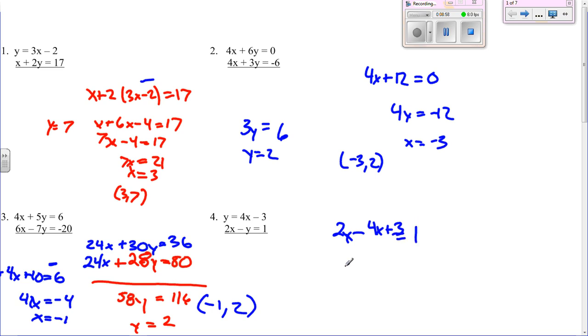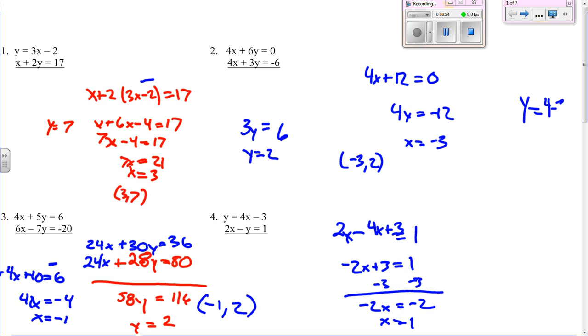So that's equal to 1. And that gives us negative 2x plus 3 equals 1. Subtract the 3 over. Gives you negative 2x equals negative 2. So x equals 1. Take that x equals 1 and plug it in. y equals 4 minus 3, which equals 1. Your answer should be 1, 1.